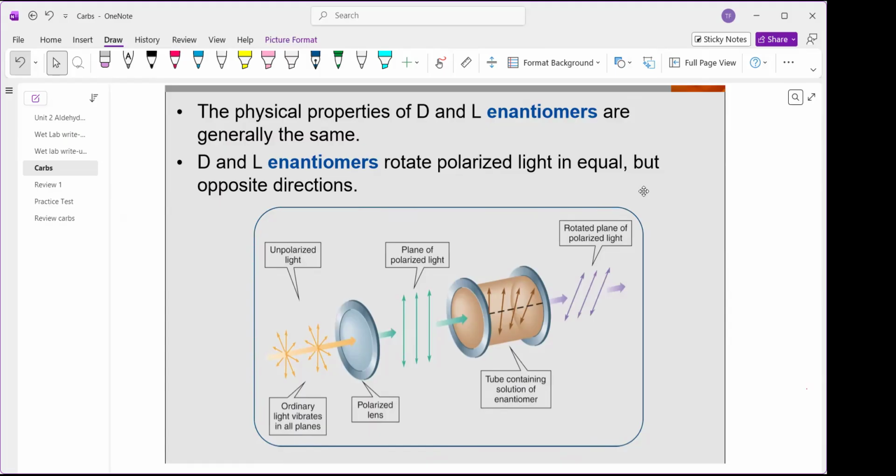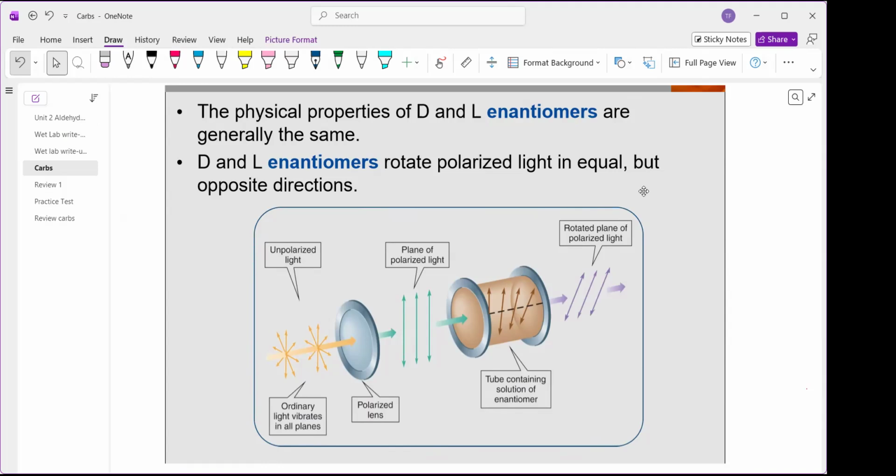Who's heard of thalidomide? Okay. Do you know what's associated with thalidomide? I've only heard the name. Back in the 60s, they used to give thalidomide to pregnant women in their first trimester to prevent nausea. They did not distinguish between D and L forms of thalidomide.